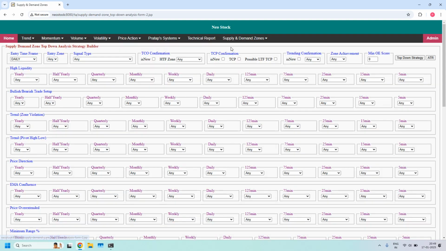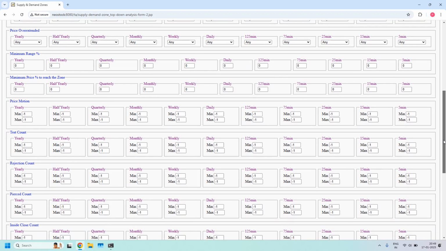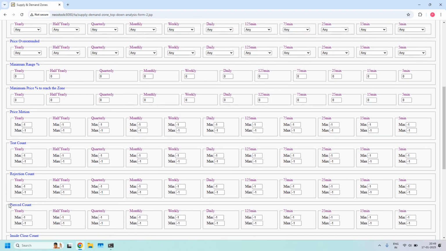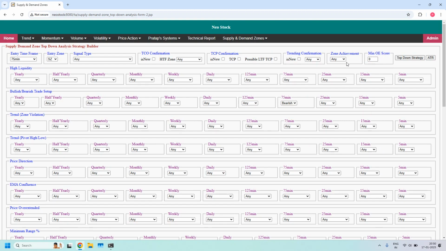Next, the bearish trade setup for weekly income trade. The entry time frame is 75 minutes. The entry zone should be a supply zone. In a bullish or bearish trade setup, at the 75 minutes time frame, we need to set bearish. Now for this 75 minute supply zone, we should set 3 filters. The first filter is that the 75 minute supply zone should not be pierced. So in the pierced count parameter, at the 75 minutes time frame, I am setting minimum value 0, maximum value 0. Second filter, zone achievement should be violated, opposing zone. Third filter, minimum odd enhancer score should be 12.